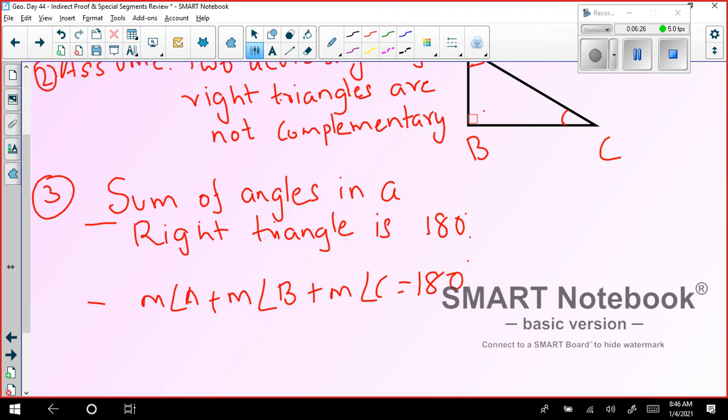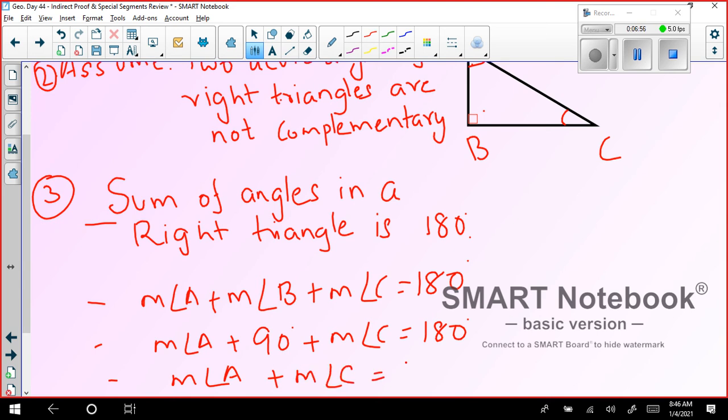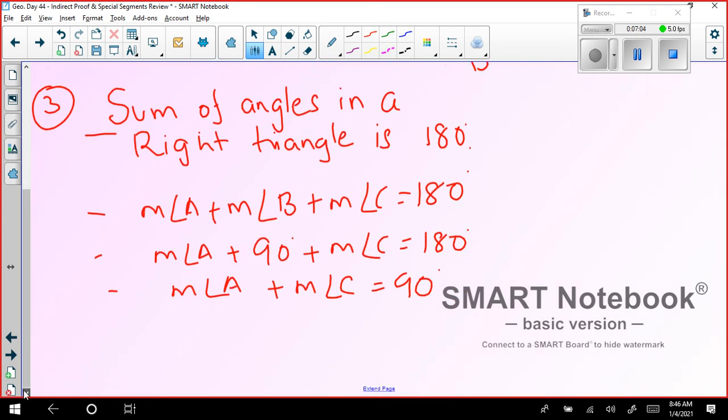Assume here B is the right angle, so angle B is 90 degrees. Subtract 90 degrees from both sides. So the measure of angle A plus 90 degrees plus the measure of angle C equals 180 degrees. Subtracting 90 degrees from both sides, I get the measure of angle A plus the measure of angle C equals 90 degrees. So I have the sum of the two acute angles equals 90 degrees.